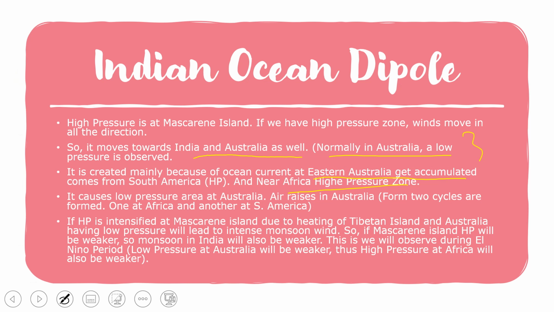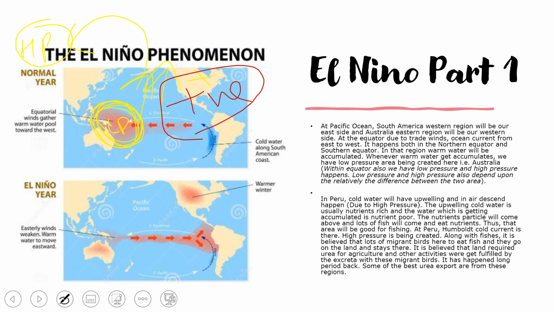Okay, that is what it is explaining here: it causes low pressure at Australia, air rises in Australia, and two cycles are formed, one at Africa and another at South America. How? We will explain it again here. The first statement says it is created mainly because the ocean current at eastern Australia gets accumulated, comes from South America, and near Africa a high pressure zone will be created. I have explained this in this diagram: this warm water will be accumulated in the Australia region, and ultimately you will see a high pressure zone in the Africa region. And why this warm water gets accumulated, I will explain later.